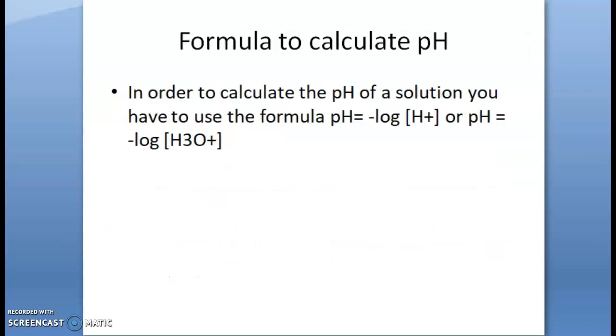Now, what formula can we use to calculate the pH? This is the formula: pH is equal to the minus log of H+ ions, or pH is equal to the minus log of H3O+ ions.